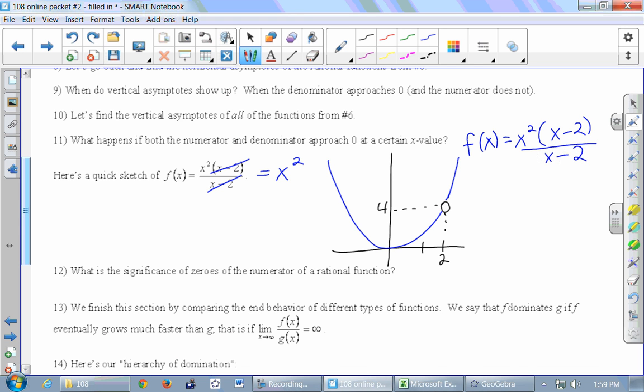Number 12, what is the significance of zeros of the numerator of a rational function? So we already saw up above that vertical asymptotes show up when the denominator is 0. So now we're asked about when the numerator is 0. If the numerator is 0, then you've got 0 divided by some other number that doesn't much matter. 0 divided by anything is 0. So these are just x-intercepts, places where the y value is 0.